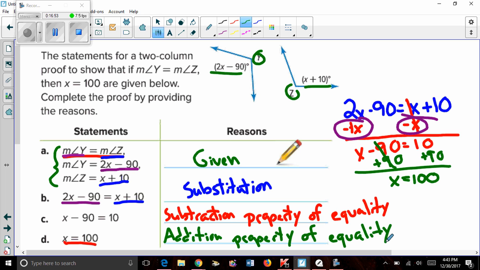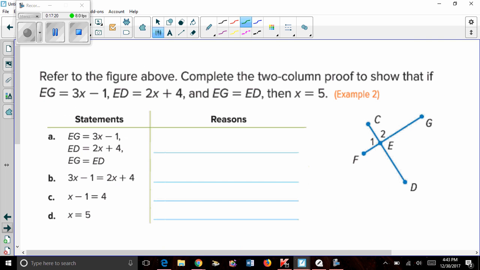This is the format of the two-column proof. Now, not every two-column proof has subtraction, addition, or even division and multiplication. Also, there could be proofs where you're going to have to know and use the definitions from lesson 5.1 in order to make some logical conclusions. Let's keep moving forward and see if we pop into any of those.